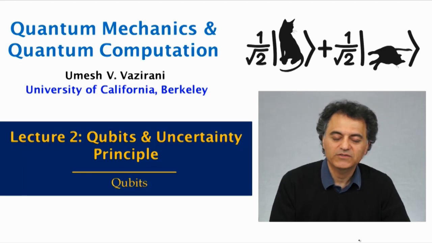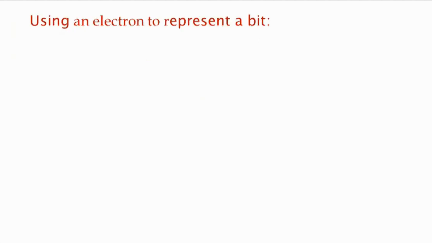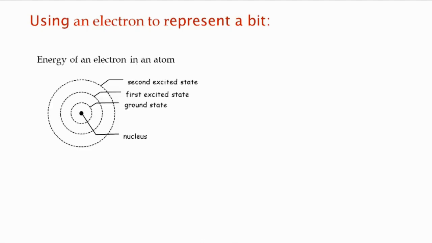In this lecture, we'll talk about the basic unit of quantum information, the qubit. So let's start with a thought experiment. Let's suppose that we want to represent a bit using the state of an electron. So how would we do this?